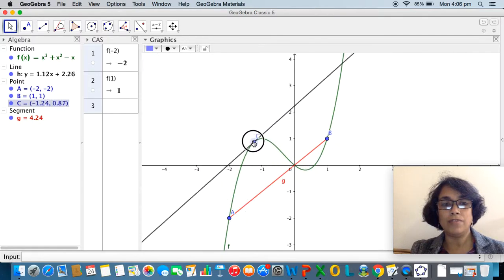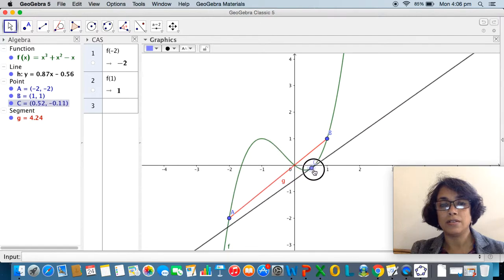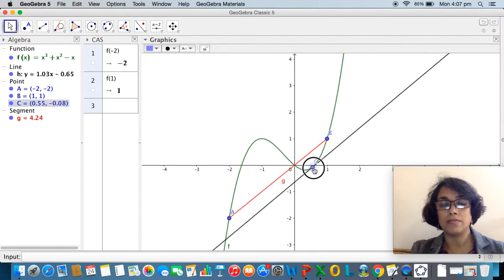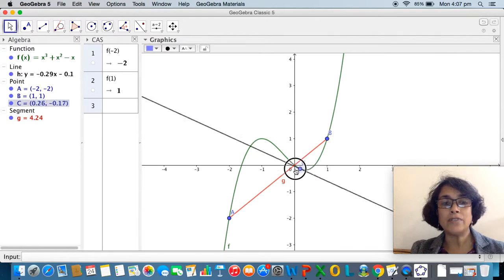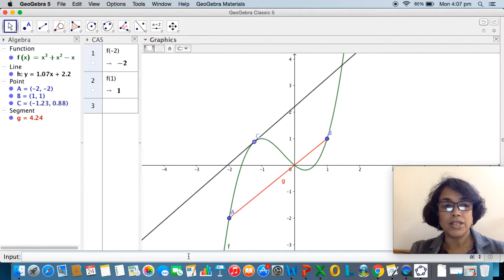We find that if we bring the tangent somewhere here, then the tangent seems to be parallel to the secant G. And if we bring it here, then there's another position where the tangent is again parallel to the secant. So I would like to identify the specific x values where this happens. First, let me identify what is the slope of G.